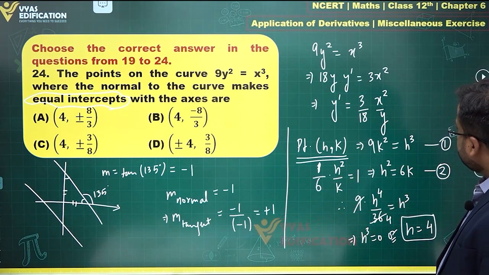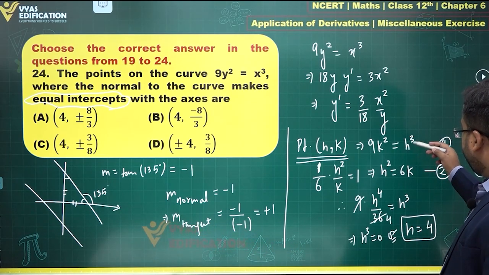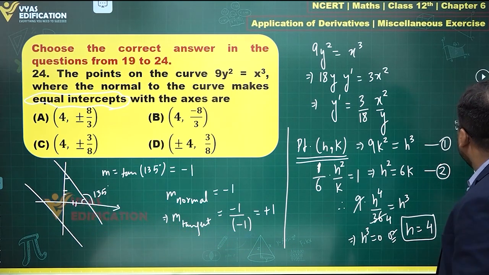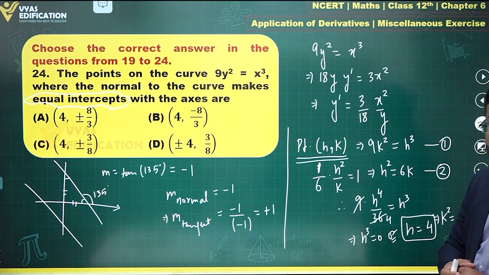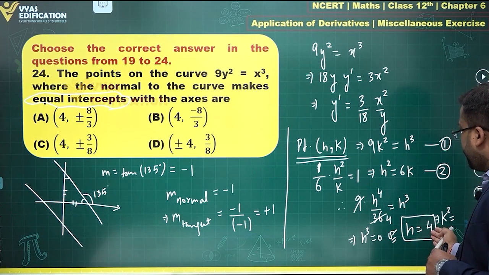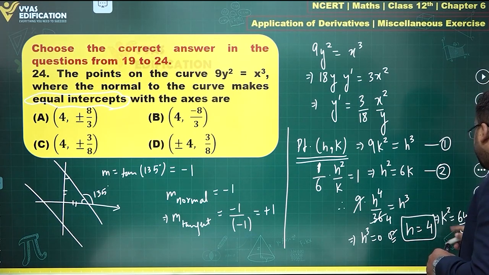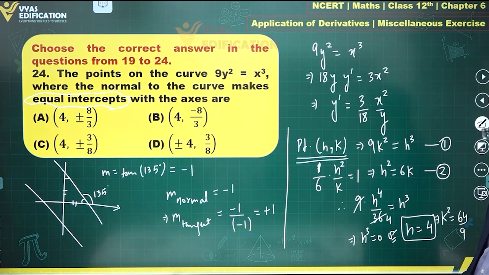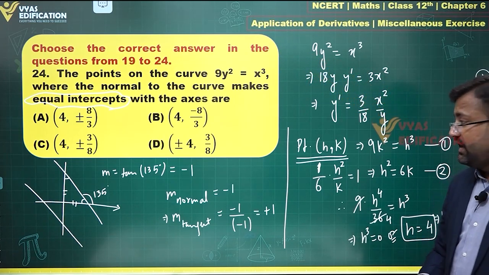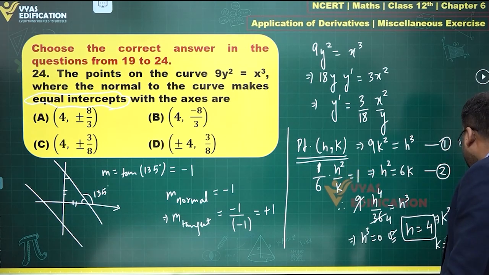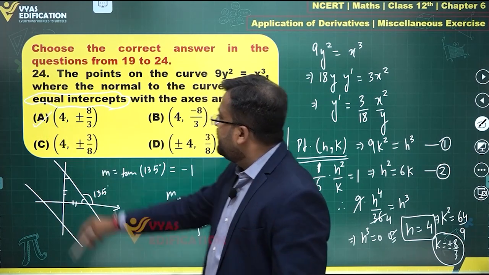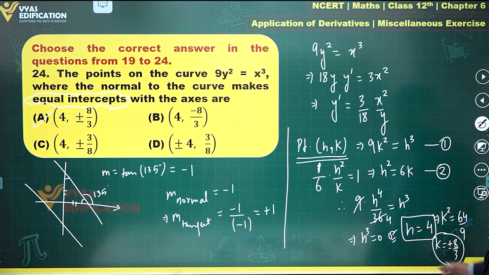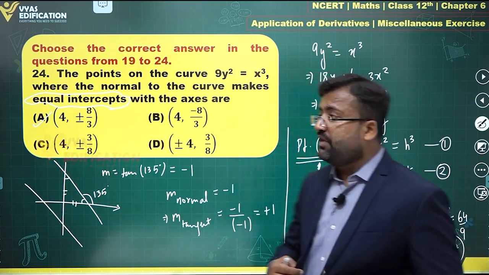Let's observe. This is h, which is 4 cubed. This tells me that k² will be equal to h³/9. Now what is that equal to? h³ is 4³, which is 64/9. And k will be equal to plus or minus 8/3. That's what I'll be getting in this question. Can we check this value as well? So (4, ±8/3) seems to be option A. Yes, option A seems to be the correct answer over here.